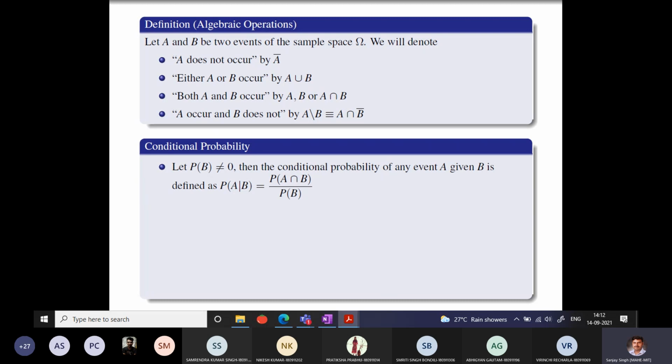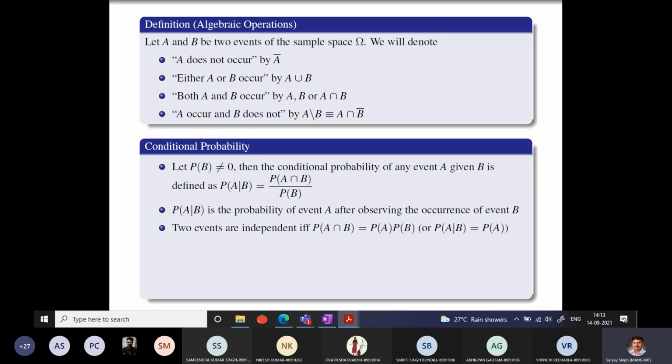So this is fairly simple. If the probability of B is a non-trivial value, then the conditional probability of event A given B, P(A given B), is the probability of the intersection divided by P(B). This is the probability of event A after the occurrence of event B. And if two events are independent, then we know that the intersection is nothing but the product of the probabilities. And the total probability theorem, as you know: P(B) equals P(B given A) P(A) plus P(B given A complement) P(A complement), and in the same way we can write it the other way around.